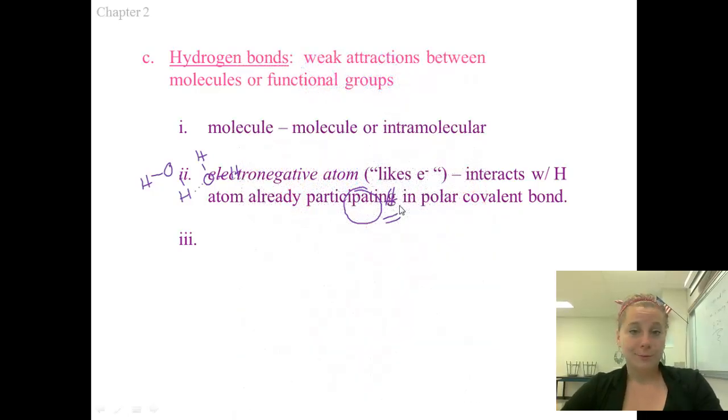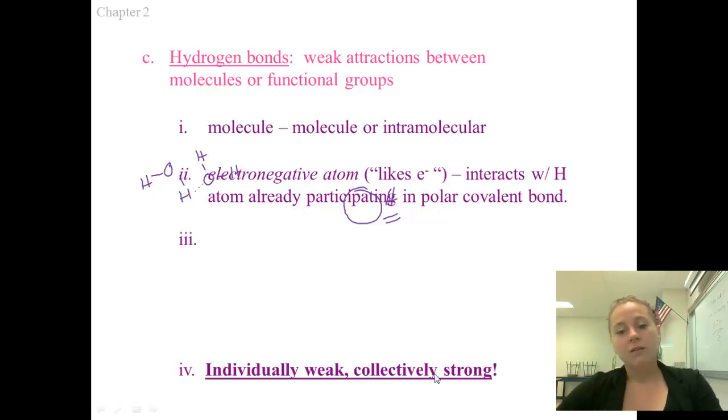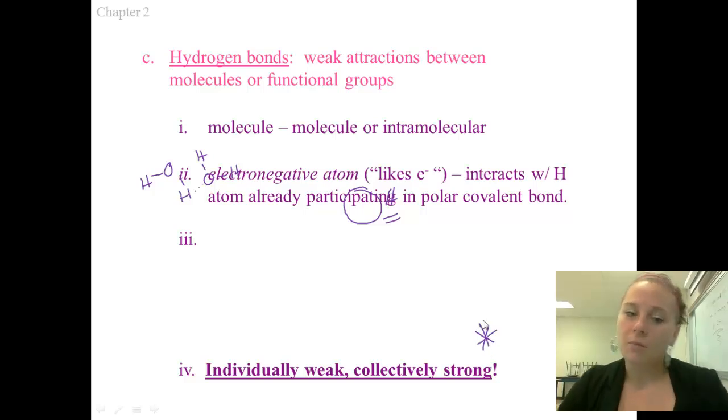And here's the last little bit. I know we mentioned this a little bit, but these bonds are really, really weak by themselves. But collectively, they're very, very strong. So they become very, very important, and you'll see that importance when we start talking about proteins.